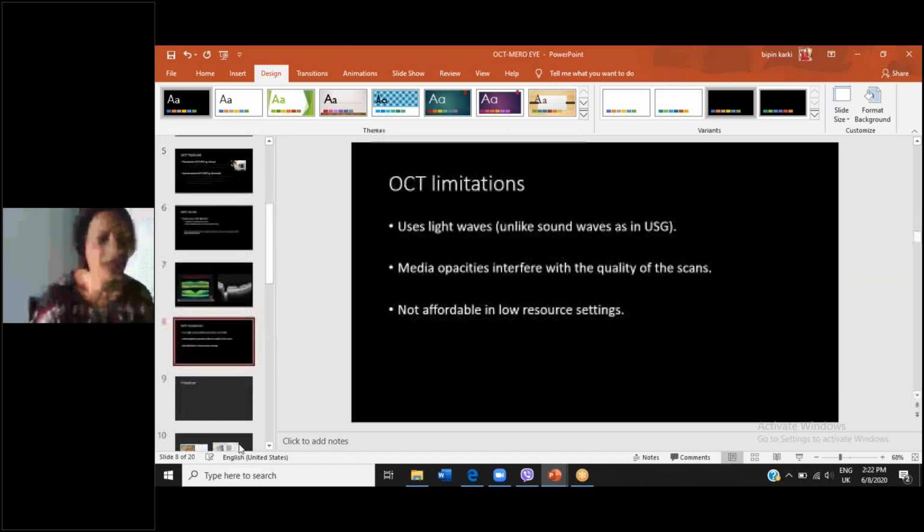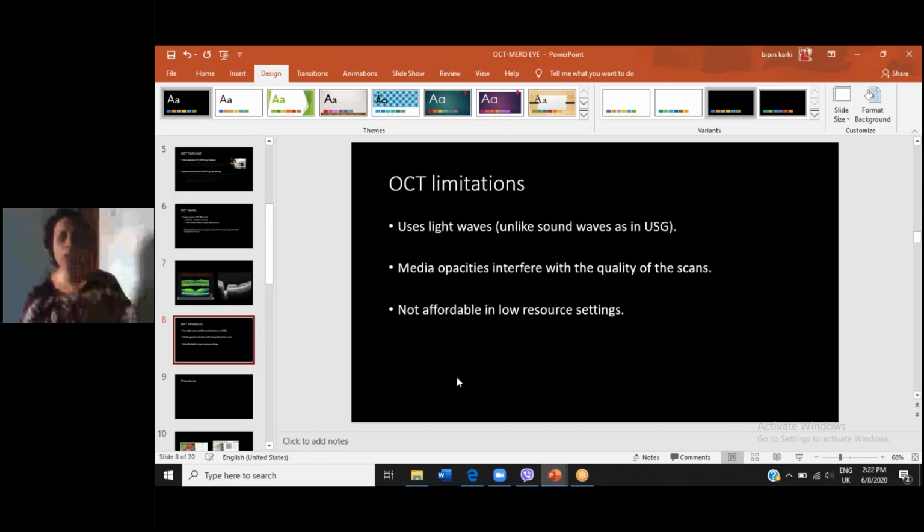Okay, now with all the inventions and advances happening in these diagnostic tools, there are some limitations of OCTs as well. It uses light waves, unlike ultrasound, which uses sound waves. Because it uses light waves, the media has to be very clear to get clearer images.